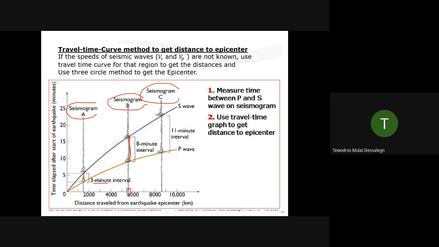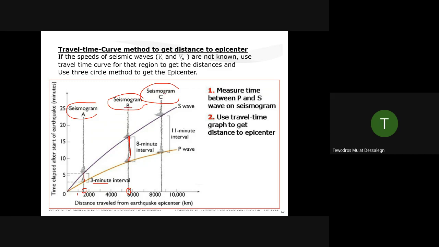The horizontal axis is telling you this is about 5,500 kilometers for the 8-minute interval. For the 3-minute interval, it's around, let's say, 1,000. This is about 1,500 kilometers from recording station A, and 5,500 kilometers from recording station B.